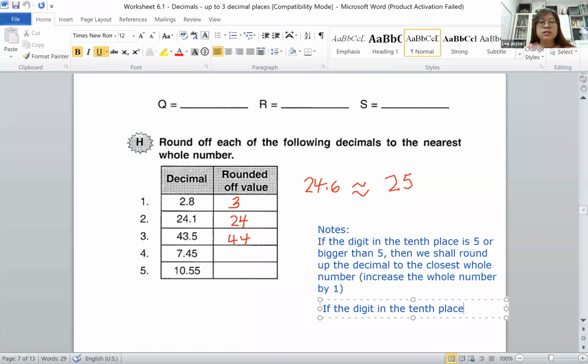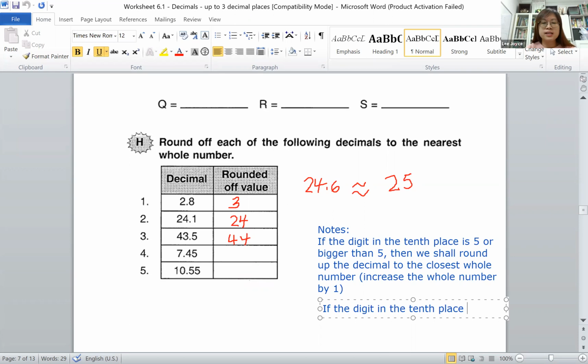Now later on, you will learn about rounding off to the nearest tenth place or the hundredth place. If you are rounding off to the nearest tenth place, you have to look at the digits in the hundredth place. Never mind that one, later I'll teach you, but we will run through this first.